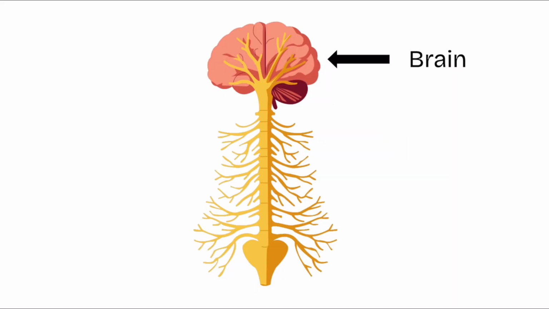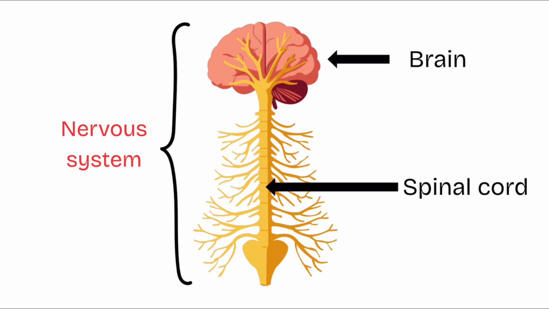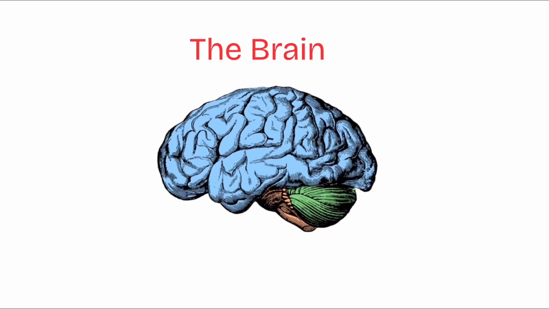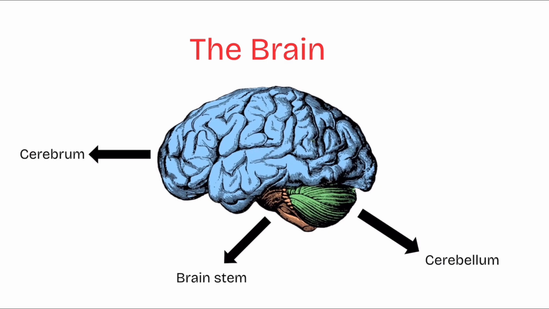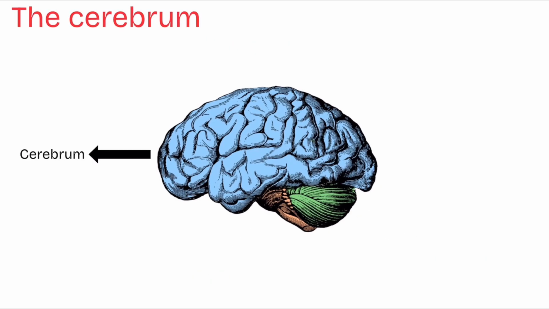The brain is the main organ of the nervous system, along with the spinal cord. The brain is divided into three main parts: the cerebrum, the cerebellum, and the brainstem. In today's video, we'll be exploring the cerebrum.